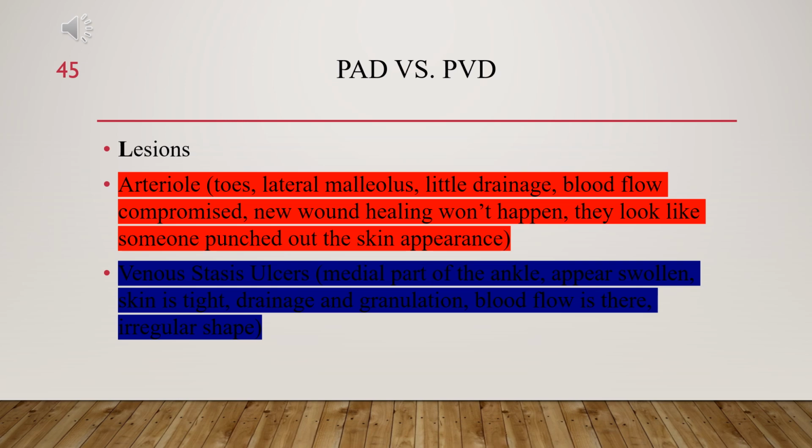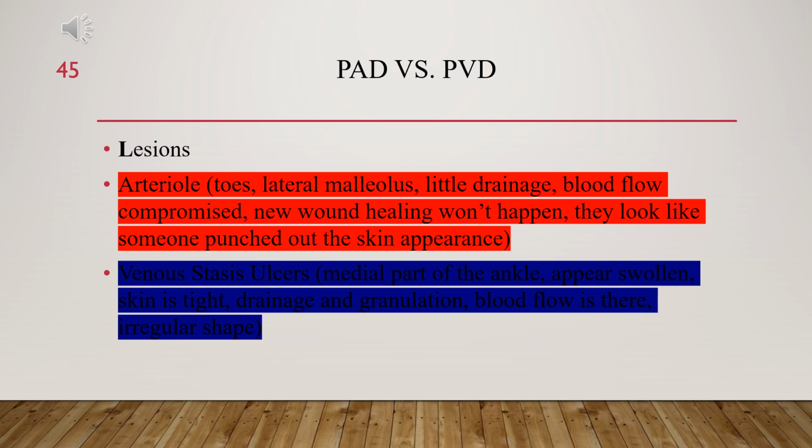L in our mnemonic for VESSEL stands for lesions. With the arterial patients, we're going to see lesions on the toes, on the lateral malleolus. We're not going to see a ton of drainage, because remember, the blood flow is having a hard time getting there. So if we have any new wounds, the healing probably won't happen that quickly, and they have a punched out skin appearance. It looks like someone punched out the skin if you look at their lesions.